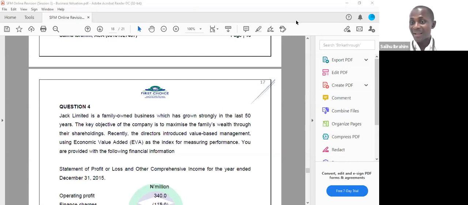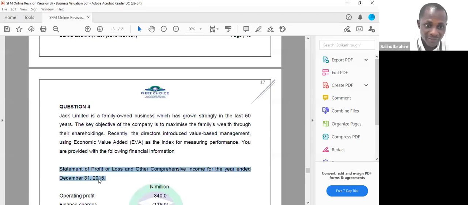You are not just going because I've said add back capital employed, add back research and development. You are not adding it back anyhow. You have to know the period to which you are adding back the research and development expenditure. Let me repeat it again. Listen, please. Look at it. Statement of profit or loss as at when? As at 31st December 2015.